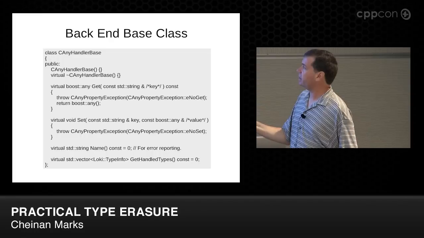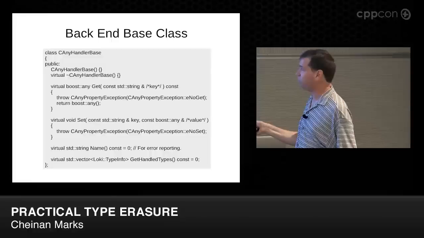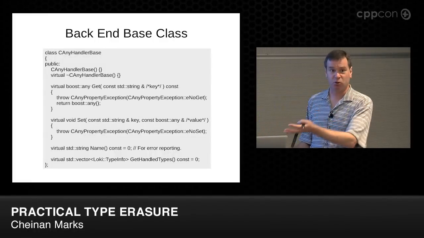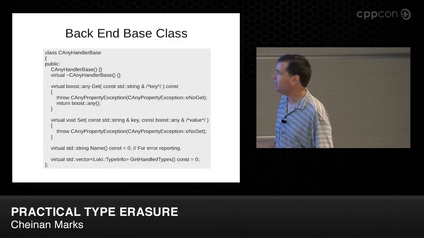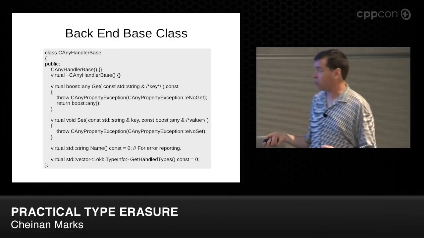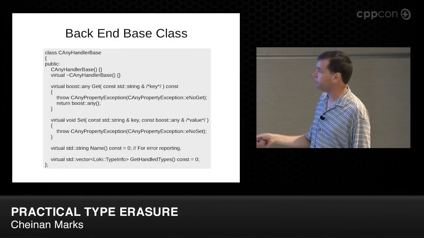And so get is now returning a boost any, and set is going to take a key and a value, which will be a boost any. And get and set are going to get from the backends or set to the backends in some magical way that we're going to describe. And of course, in the base class, these methods are not going to do anything except throw an exception, because you should never be calling the base class methods. You should always override them.